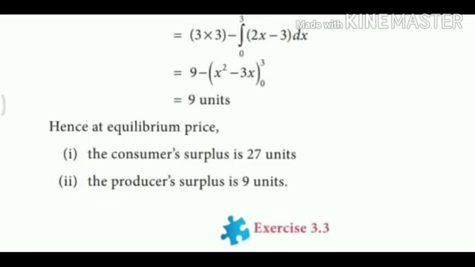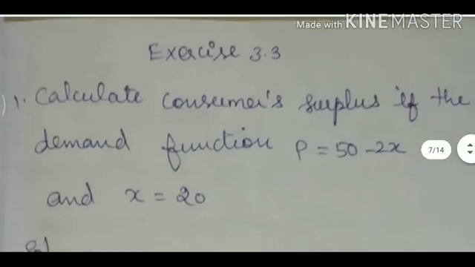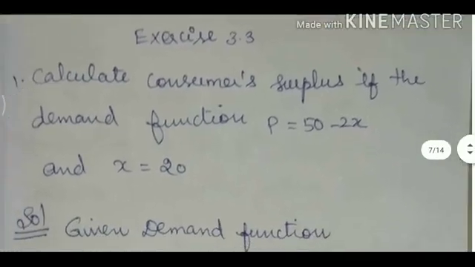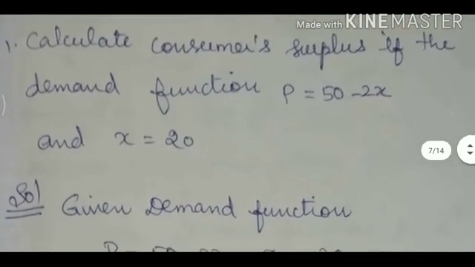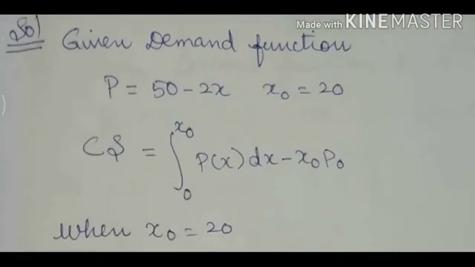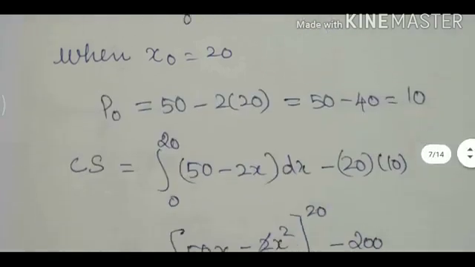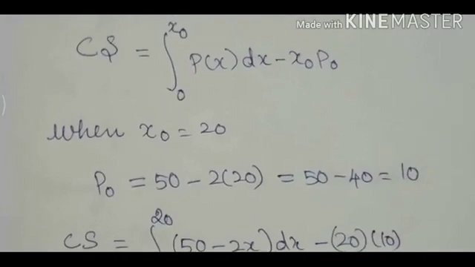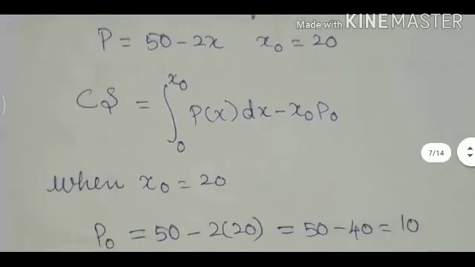Now we are going to see the exercise sums. Question number 1. Calculate the consumer surplus if the demand function is P equals 50 minus 2x and x naught equals 20. So it is given that the demand function is P equals 50 minus 2x and x naught is given as 20. We find the consumer surplus by applying the formula: integration from 0 to x naught of P of x dx minus x naught P naught. When x naught equals 20, we have to find P naught by substituting this x naught value in the equation 50 minus 2x.